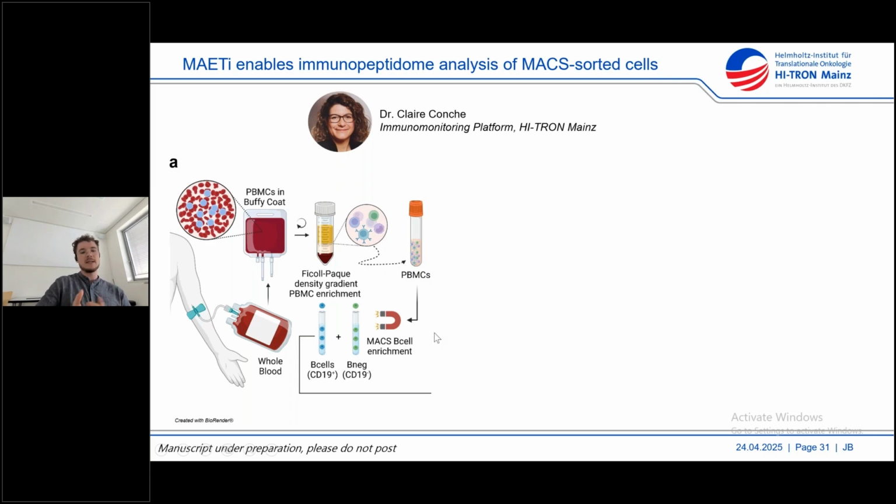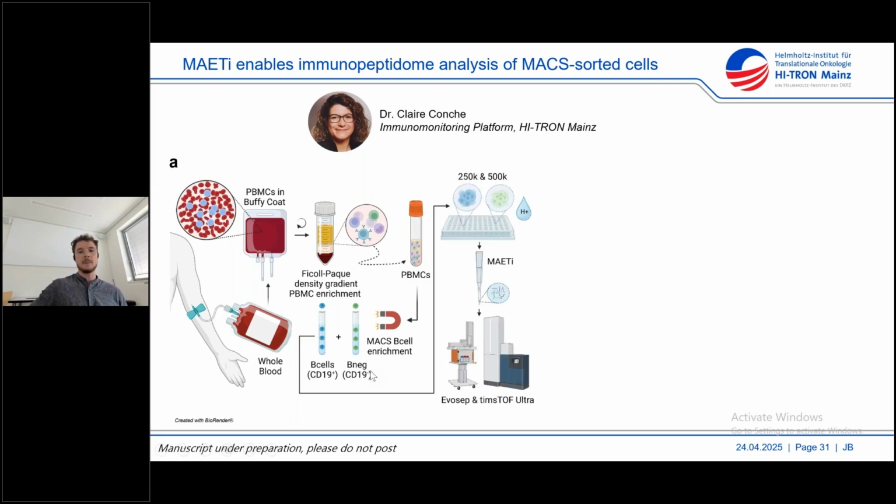We also had the non-B cells still sticking on the magnet, so to say. So I termed this population here the B-negative population. I subjected them to the plate protocol here, 250,000 and 500,000 cells per well, and we did the MAETi protocol.